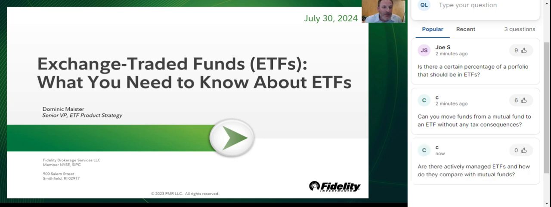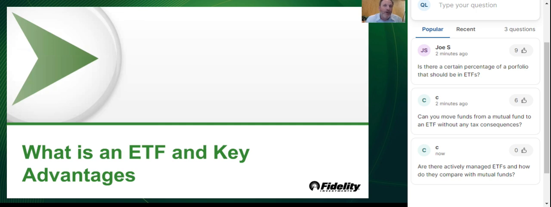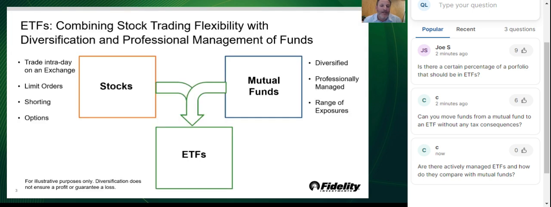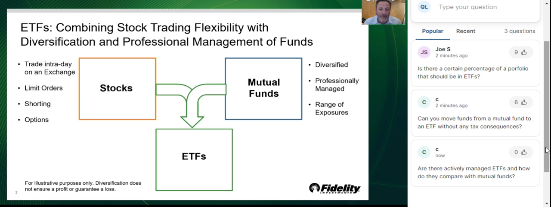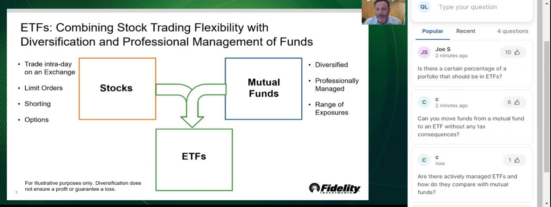So let's quickly think about what is an ETF and some of the key advantages. Slide 3 really tries to just break it down into the simplest terms and most basic definitions of how we got to an ETF. I would say it's really nothing more than some of the best benefits of individual stocks combined with the benefits of mutual funds. If we think about what investors really like about stocks, number one is the ability to trade intraday on an exchange.